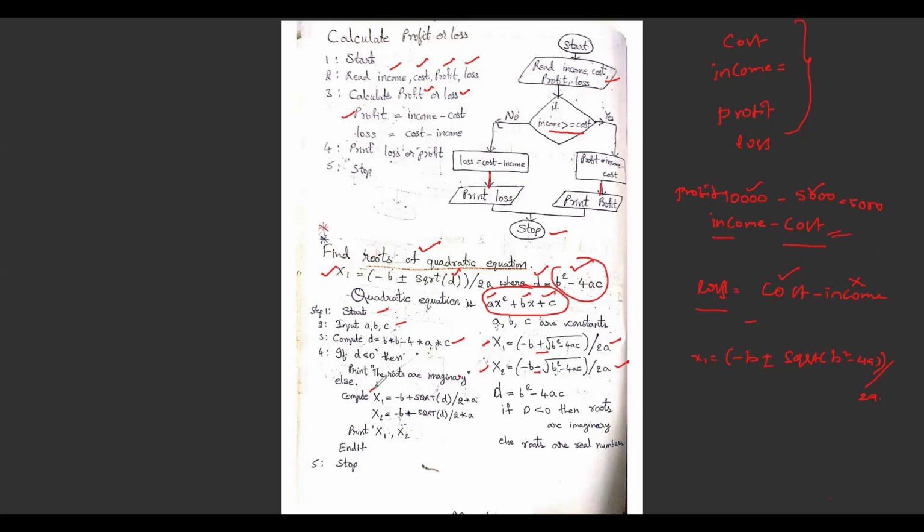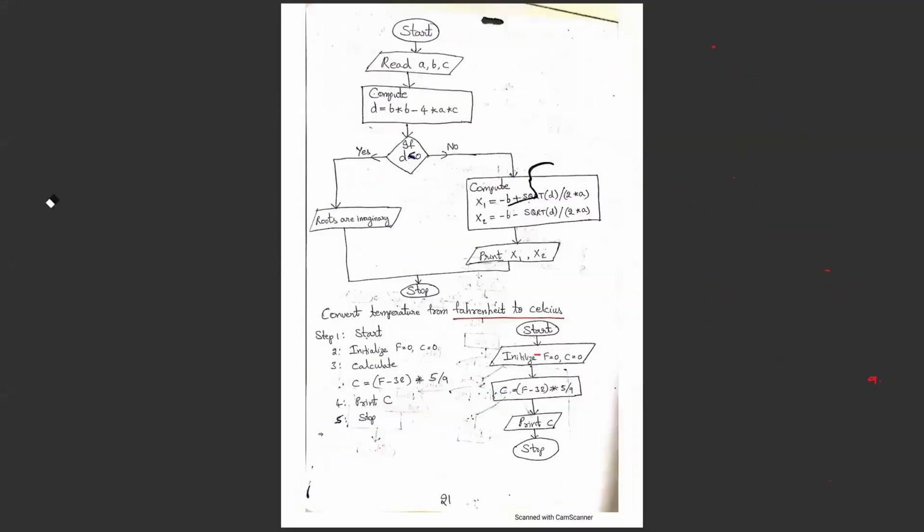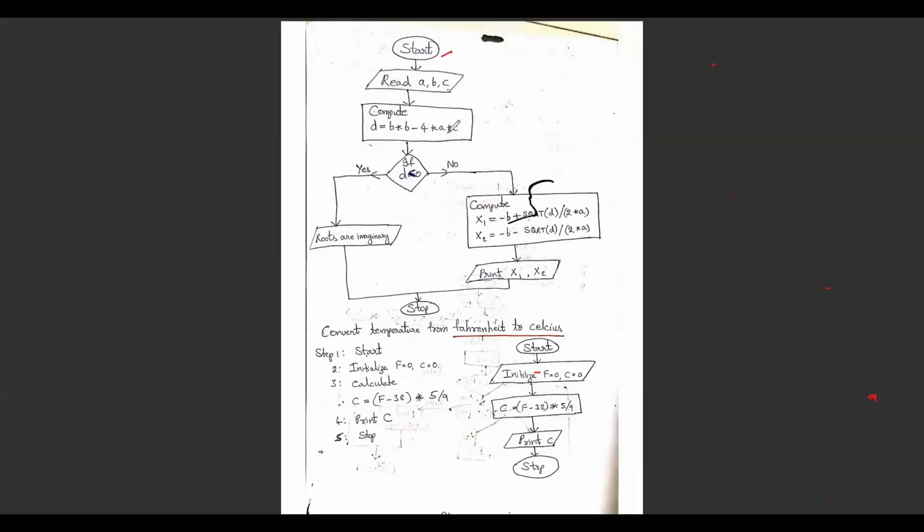Else, you're going to compute the roots for this: minus b with minus and minus b with plus. And you're going to print that x1 and x2. Is the point clear? So here it is a condition. If d is less than 0, then roots are imaginary. Else, the roots are real numbers. Okay. So for this, you have a flowchart also that we'll see here. But before that, let me erase. So this is the flowchart for that. First, you're going to start, then you're going to read the values, then you're going to compute b square minus 4ac.